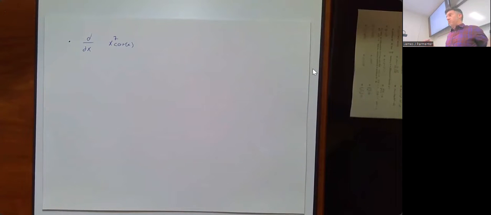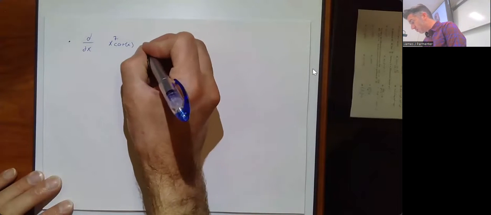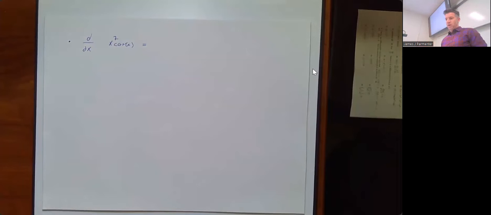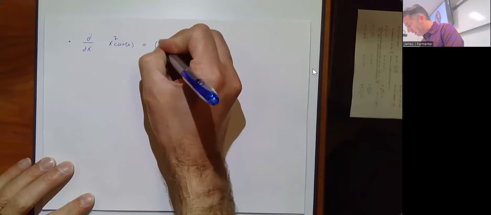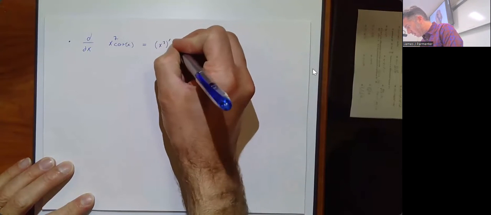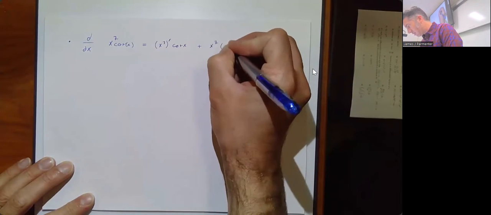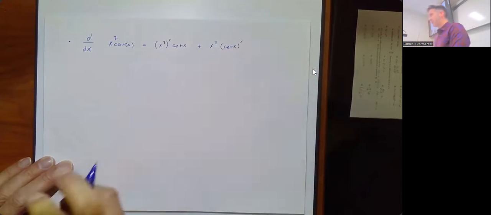So the way we're going to do that is we're going to use the product rule. Well, you can write this as much or as little as you want. It's kind of nice to see your own thought process. So I'm going to do it the long way first and say, well, it's the derivative of x to the 7th times cotangent plus x to the 7th times the derivative of cotangent of x.